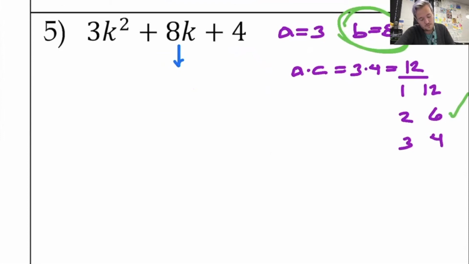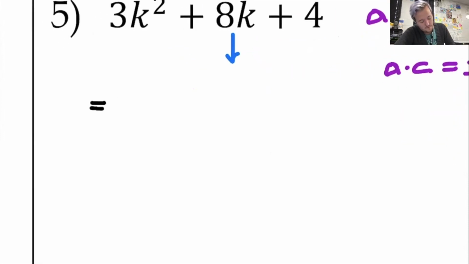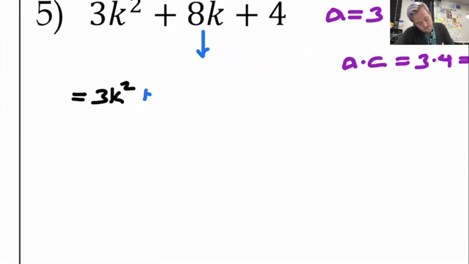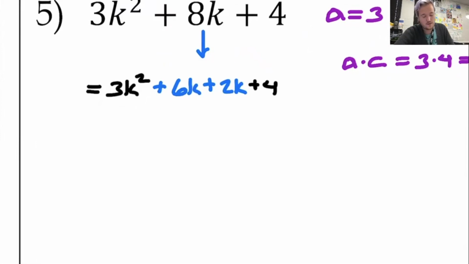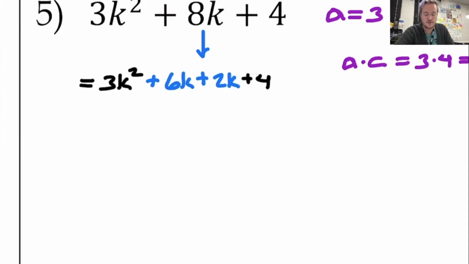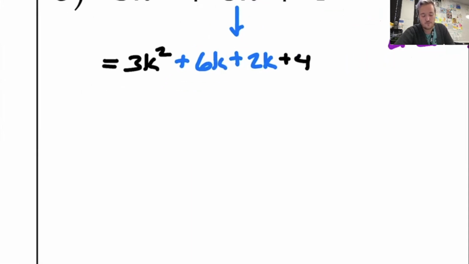All right, so I'm going to have 3k squared plus, I'll do 6k first, plus 2k plus 4. So once again, it doesn't matter which one you put first, 6k or 2k. But for my grouping, I wanted to be a little strategic and try to put my 3 and my 6 together and then put my 2 and my 4 together. But if you do the other way, it will still work.